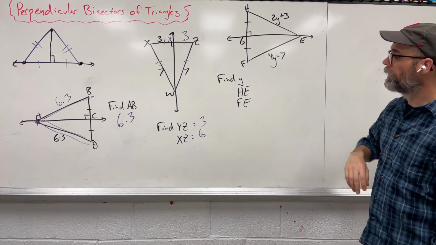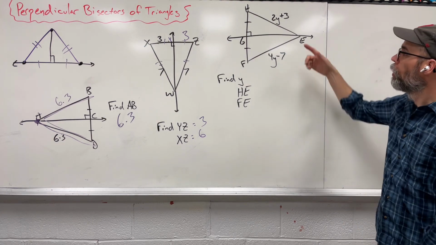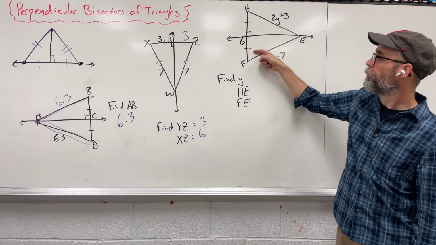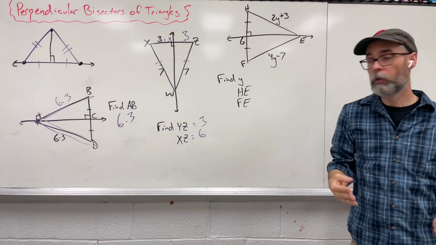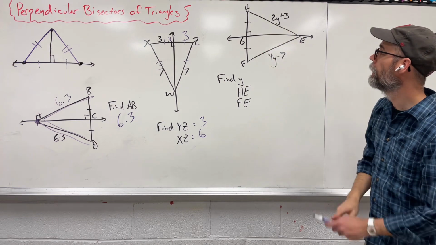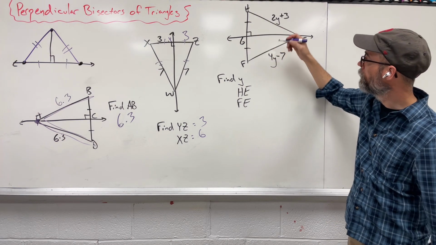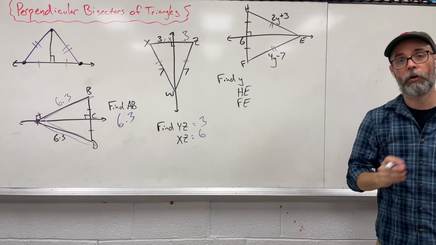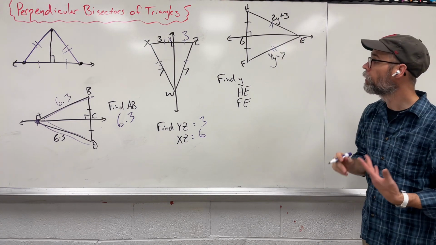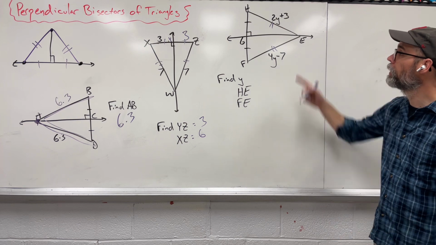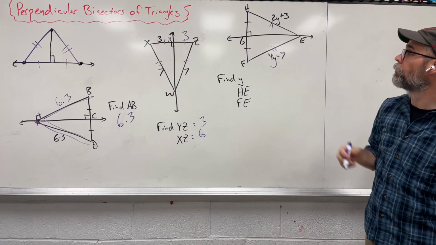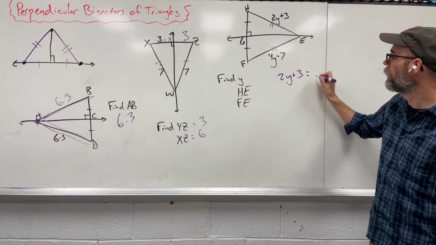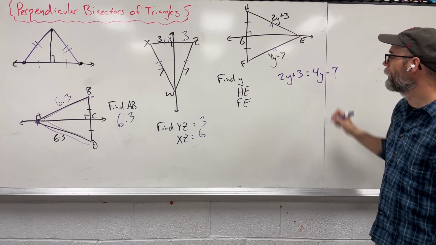Okay, last one. Now we're going to actually put some algebra to this. We have perpendicular lines. This base here is split into two equal parts, so we bisect that. Once we know these are the same and we have that perpendicular, we know these lines are the same. They're congruent to each other. So in order to find everything, let's set these two equal to each other. So we can say 2y + 3 equals 4y - 7.